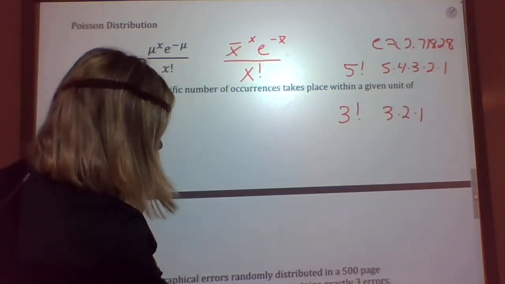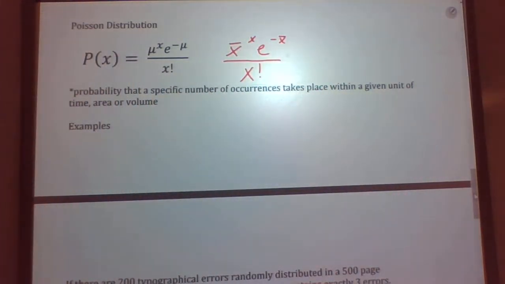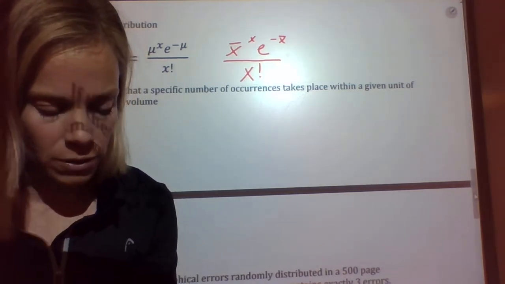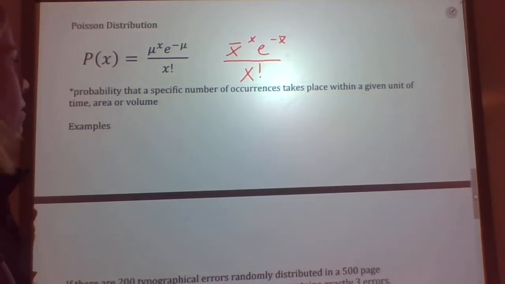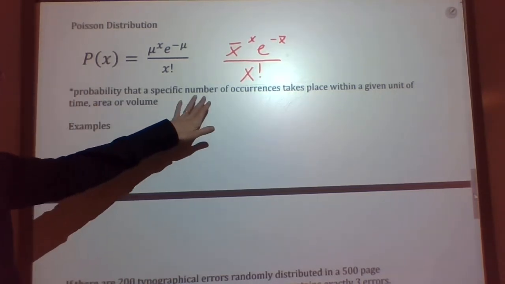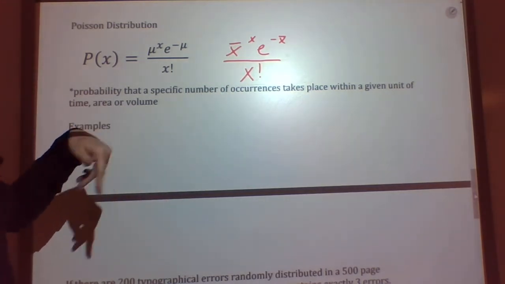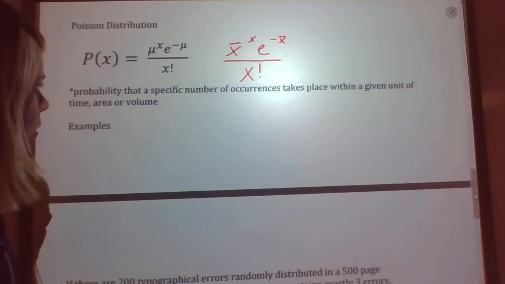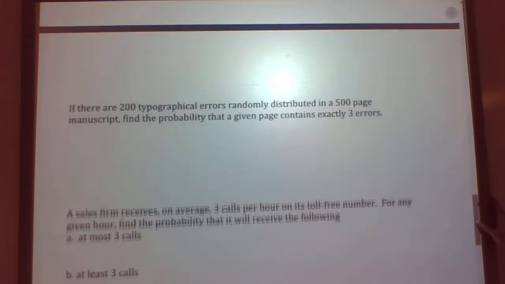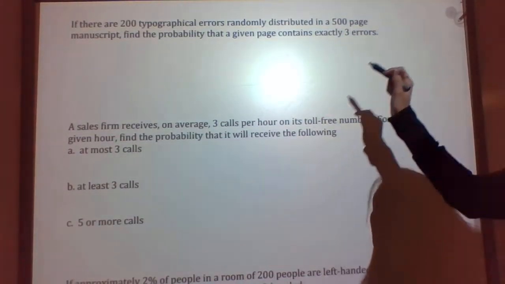Okay, so when you have a Poisson, you're going to get an average over a certain length of time or volume. They'll give you an average, an expected thing to see. Okay, expected number, specific number of occurrences that will take place within the unit, time, area, or volume. Okay, so let's do an example here. And let me write this formula down again.